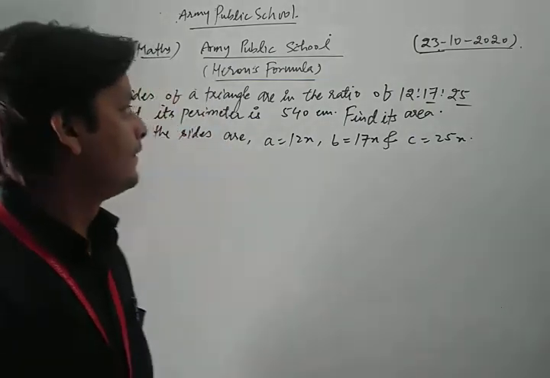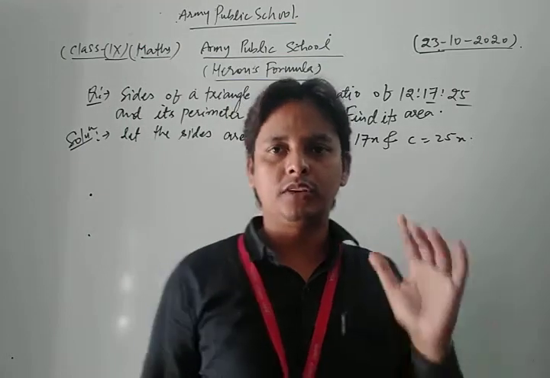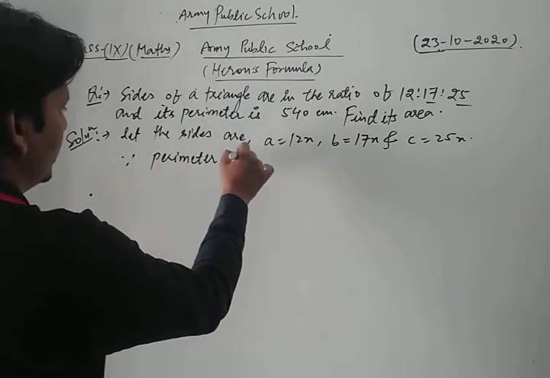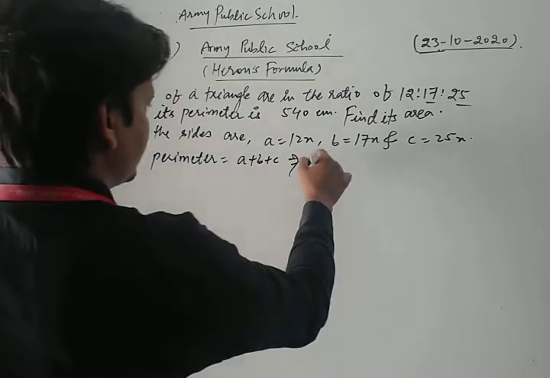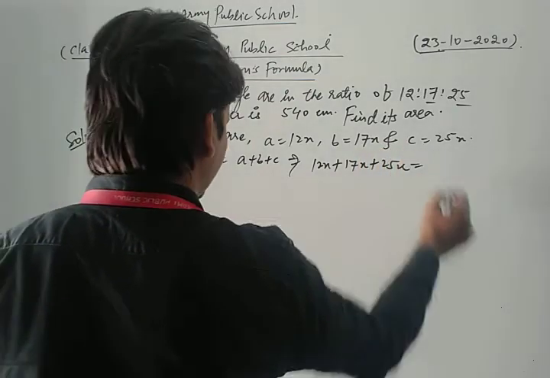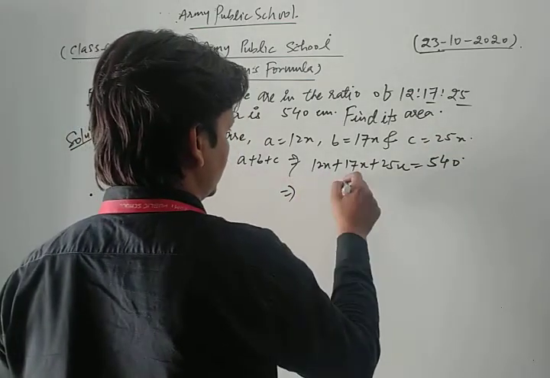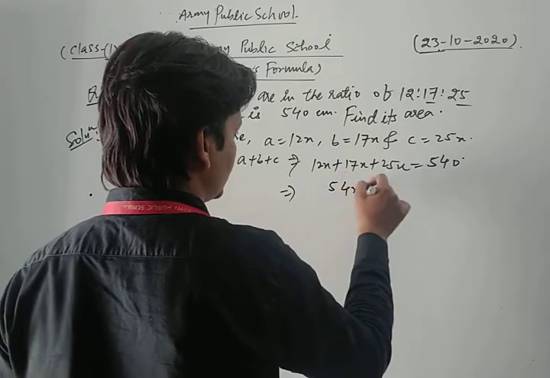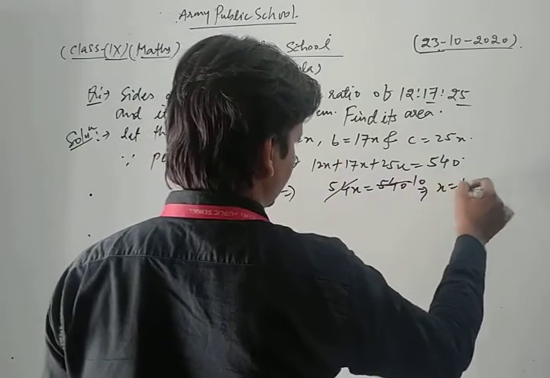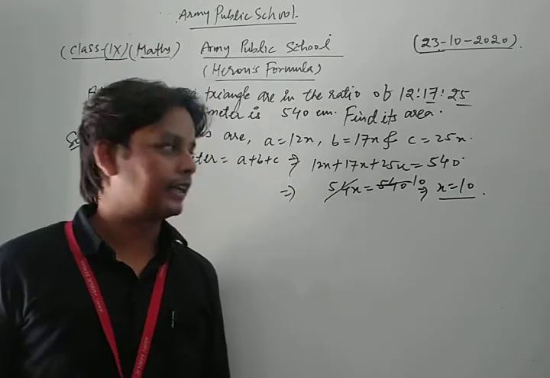Now, in this question, the perimeter is given. Perimeter means the sum of all its sides. So we apply that formula: perimeter is equal to a plus b plus c. That is, 12x plus 17x plus 25x is equal to the perimeter, 540. Now we get 54x is equal to 540, and cancelling, the value of x is 10. In this way, dear student, we find the value of x as 10.